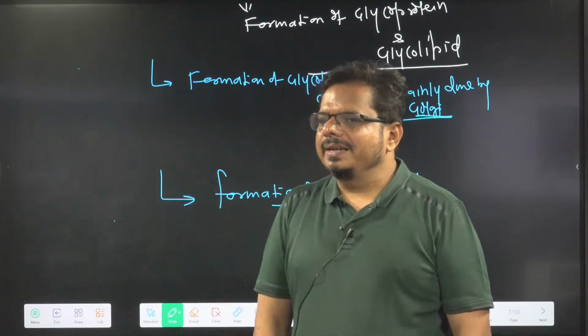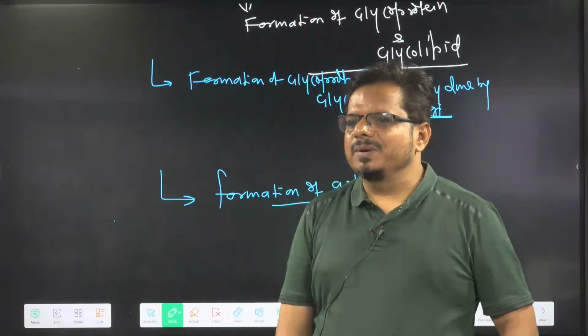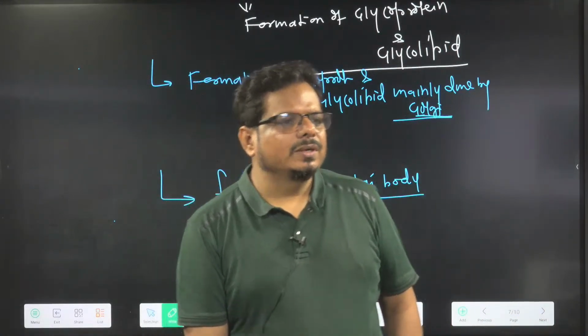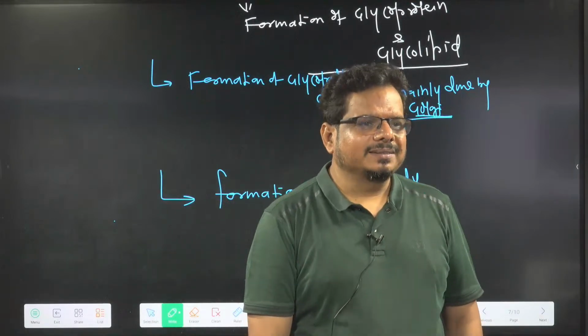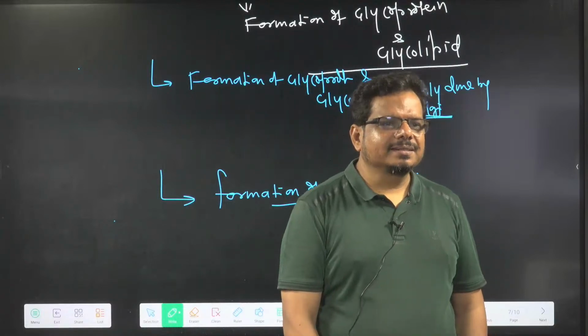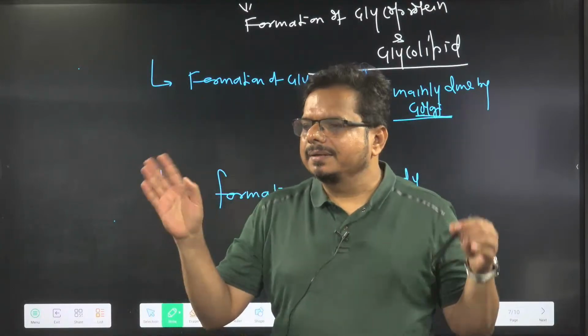So you understood the ER? In the next class, probably we will finish Golgi body, lysosome, vacuole, as well as mitochondria. That much we will finish in the extra class, if it is coming. Okay, ji, bye-bye.